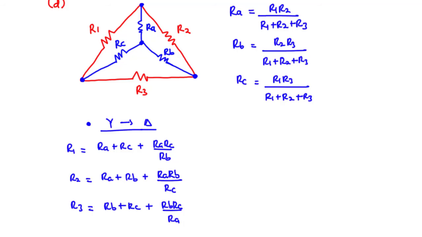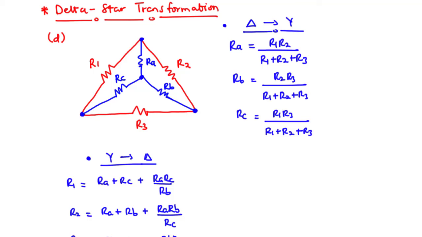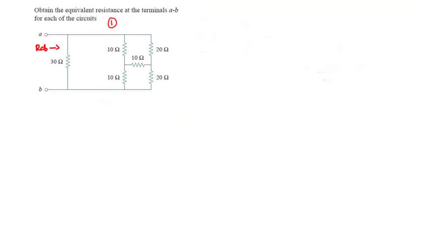So having this in mind, let's try a few questions. So let's take our very first question. Question 1. Obtain the equivalent resistance at the terminals AB for each of the circuits. So we have this to be the first circuit. We are going to find the equivalent resistance for this circuit.